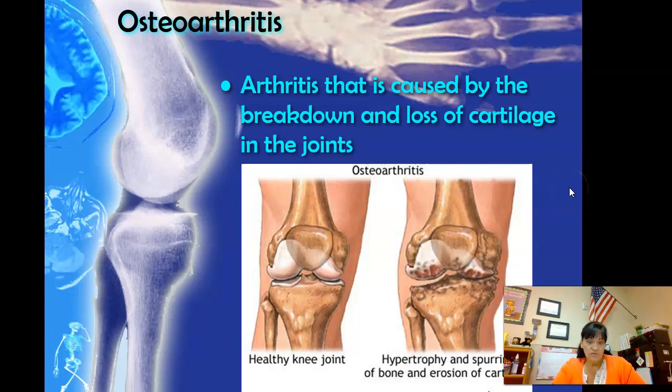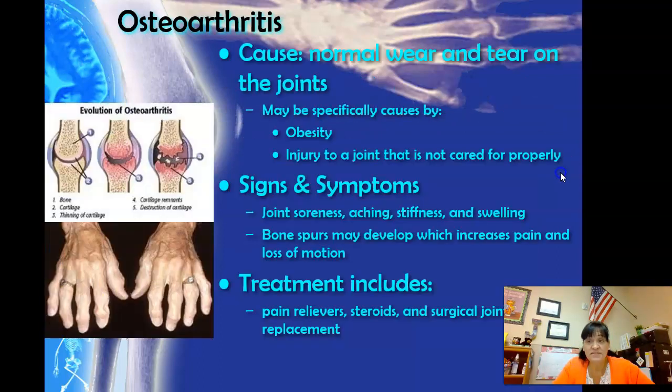Okay, you do need to know osteoarthritis, and this is arthritis that is caused by a breakdown and loss of cartilage in the joints. So you can see here we've got a healthy knee joint, and then here is erosion of cartilage and some bone spurring happening, and that can cause quite a bit of pain too. When you lose the cartilage and you start getting bone on bone, it rubs and hurts. So a cause of osteoarthritis would be just normal wear and tear on the joints. Maybe specifically caused by obesity, right? Because you have all that extra weight on those joints. Or an injury to a joint that is not cared for properly. That can also add to osteoarthritis.